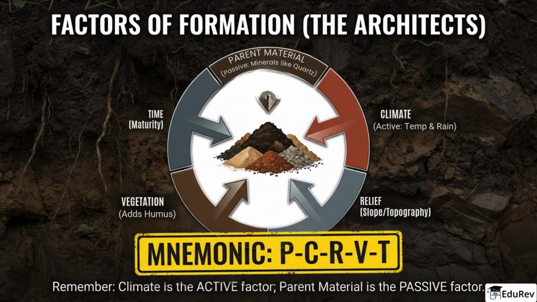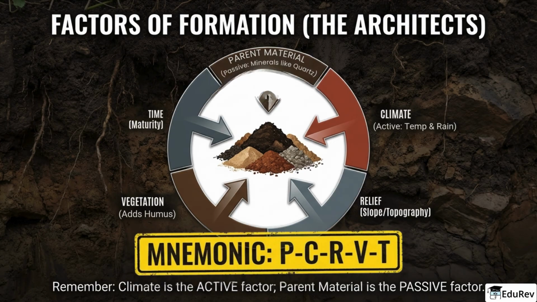Now separate active from passive. Parent material is the passive factor. It gives the raw mineral base. For example, minerals like quartz. Climate is the active factor. Temperature and rainfall decide the rate of weathering, leaching, and decomposition. Relief means slope and topography, which control drainage and erosion. Vegetation adds humus. And time decides maturity, whether the soil is young and weakly developed or old and fully differentiated.